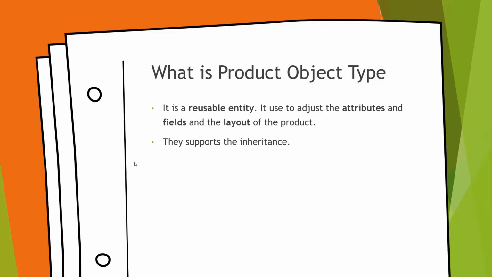Okay, so you can highlight that the project object type is used for reusable functionality. It is used to adjust the attributes, fields, and the layout. You also need to mention the word inheritance. Make sure you use inheritance, and also explain a little bit about inheritance in the same context.